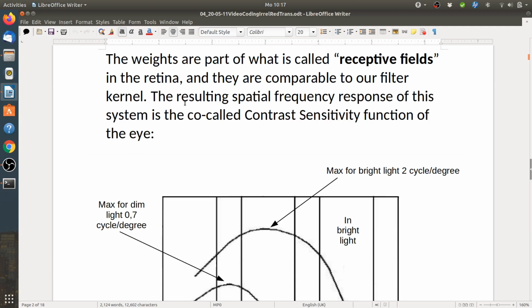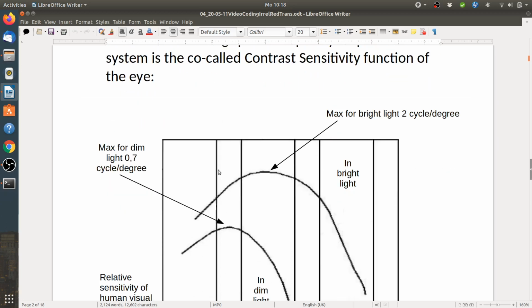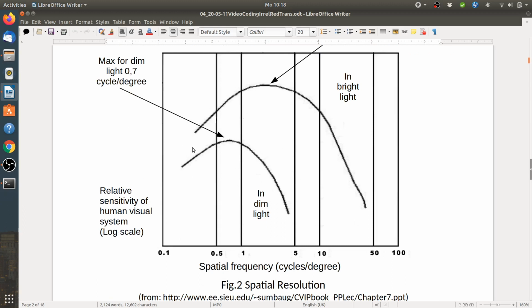Yeah, so the resulting spatial frequency response of the system is the so-called contrast sensitivity function of the eye, which you can see here. So basically, this is now our transfer function of the eye. Horizontally, on a logarithmic scale, you can see the spatial frequencies. These are the dark, bright cycles per degree that our eye observes.